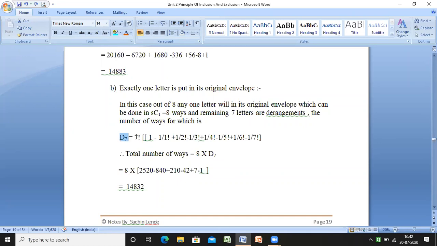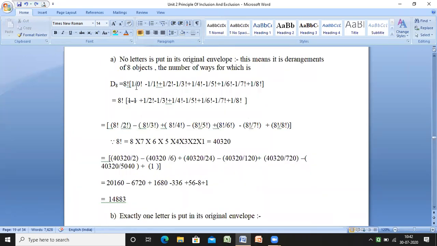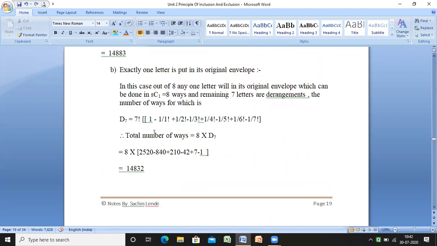D7 equals 7 factorial, again with the similar kind of formula written over here, we can write directly 1 minus 1 factorial or 1 by 0 factorial also. Okay, 1 by 0 factorial also we can write. So 1 by 0 factorial minus 1 by 1 factorial plus 1 by 2 factorial minus 1 by 3 factorial plus 1 by 4 factorial minus 1 by 5 factorial plus 1 by 6 factorial minus 1 by 7 factorial. This is the D7 derangement formula. So the total number of ways will be, okay.